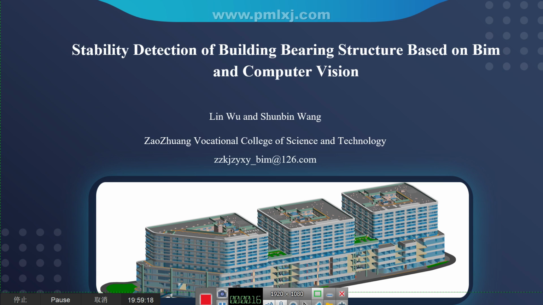Stability detection of a building bearing structure based on beam and computer vision. Lin Wu and Shunbin Wang, Zaozhuang Vocational College of Science and Technology.